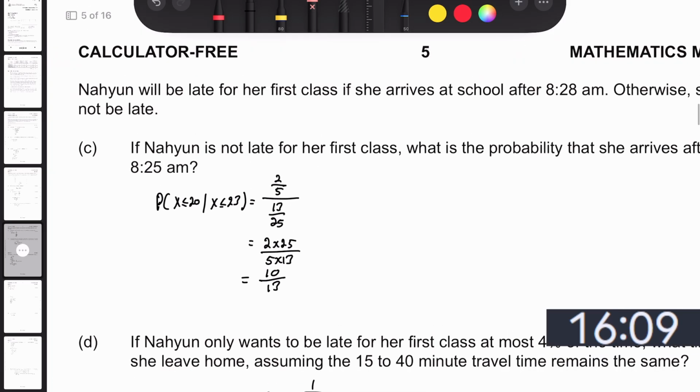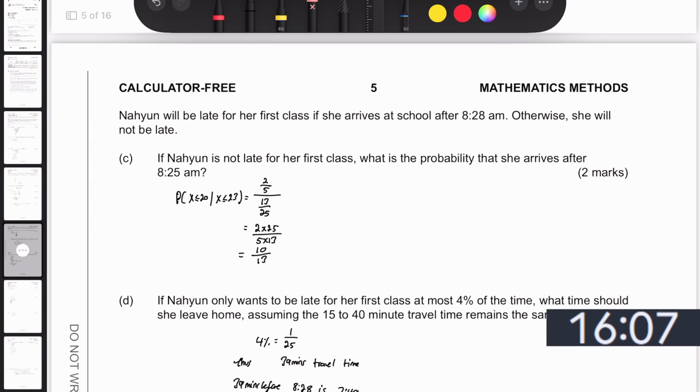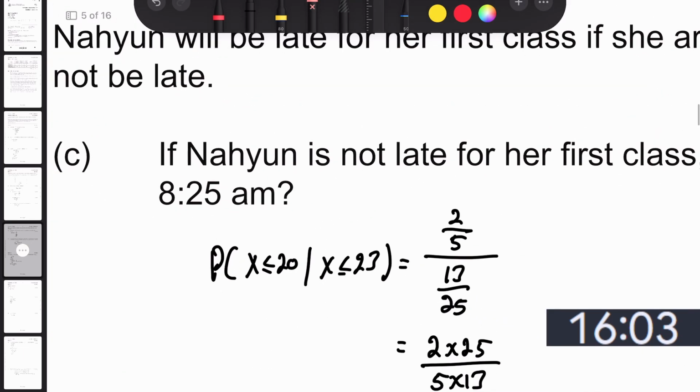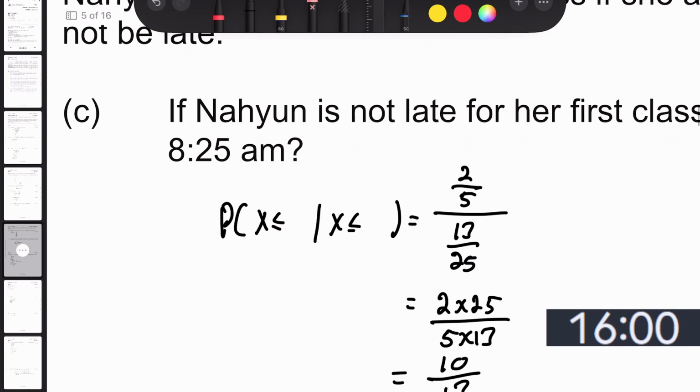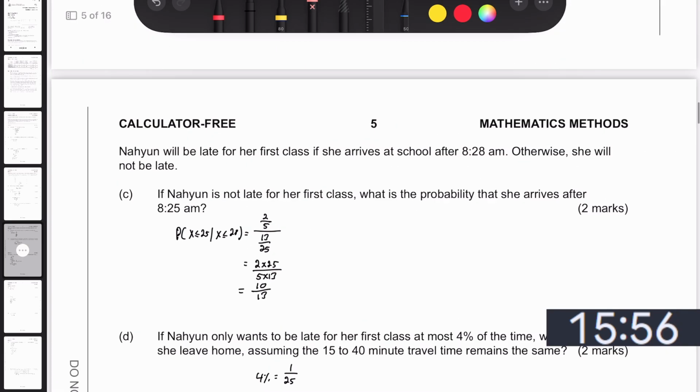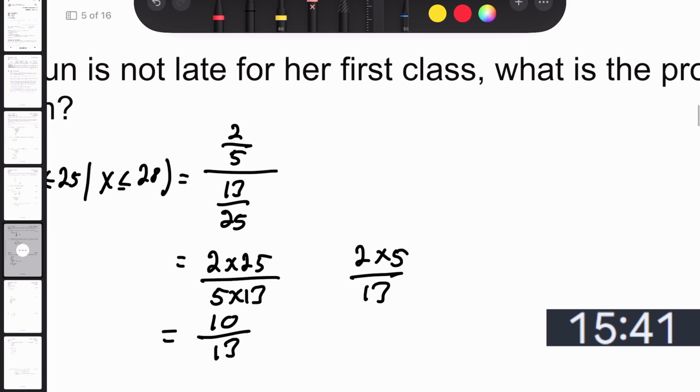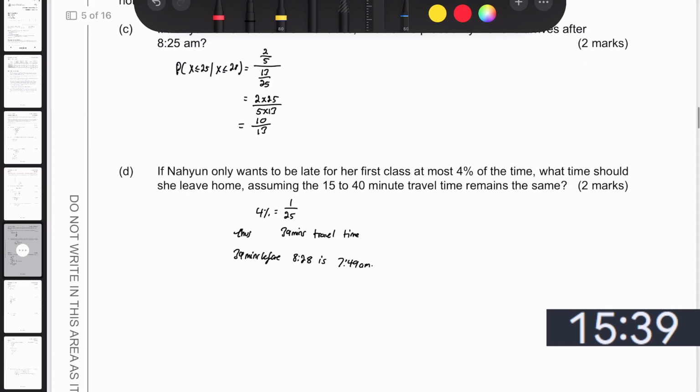23. What would be the probability of arriving after 25? It should be 25 and 28. There's 28 and 13 on 25. So this is 2 on 5. It's 25 on 13, which is what I had. So then divided, it becomes 2 times 5 over 13, so 10 on 13.